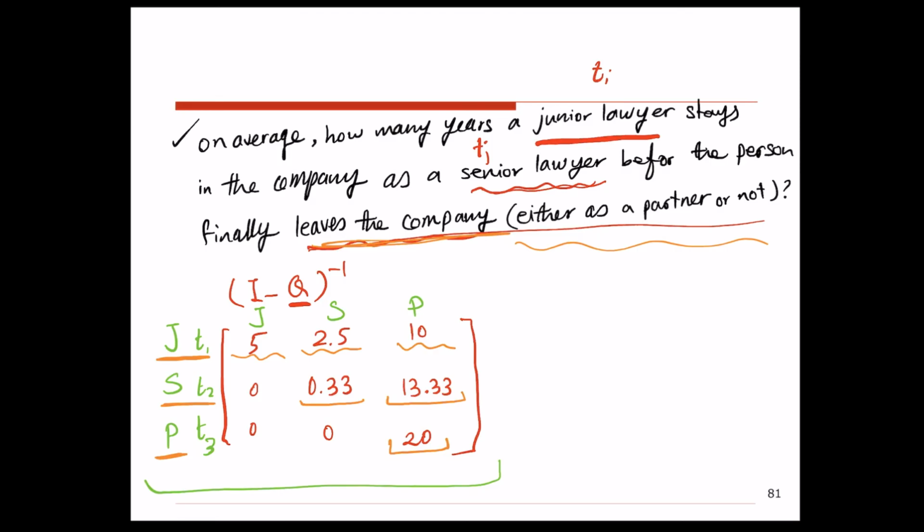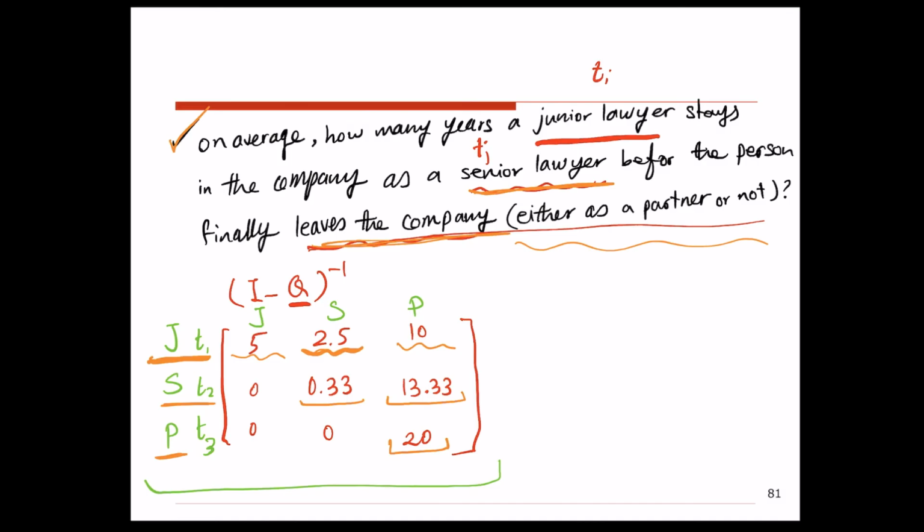So the answer to this specific question, if we start as a junior lawyer, how many years we will spend in the senior lawyer status in this company before we finally leave the company as partner or non-partner, before we finally get absorbed? The answer is 2.5 years.